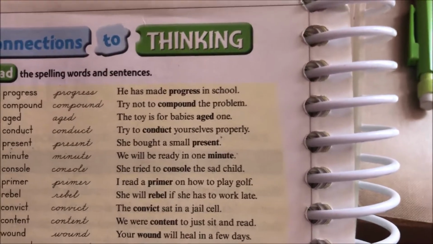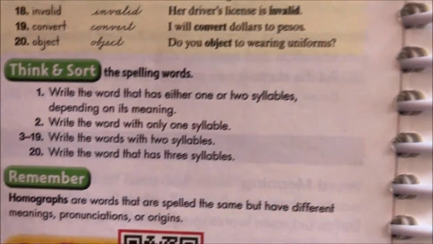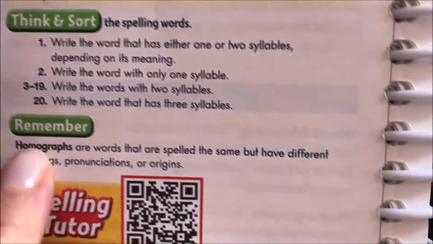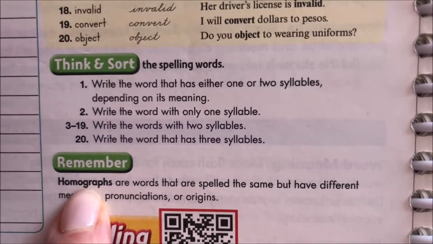First of all, on page 216, we have our word list, but before we even read that, I want to go down to the bottom of this page. Let me find where I'm at. And let's look at what a homograph is.